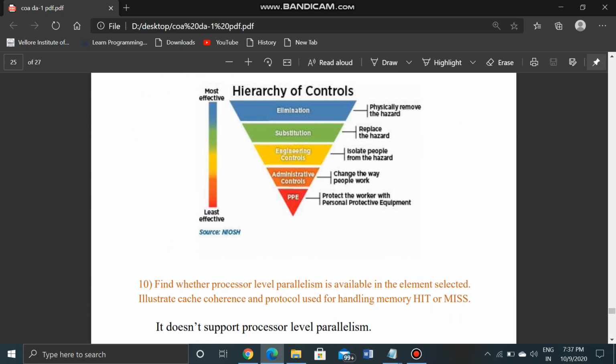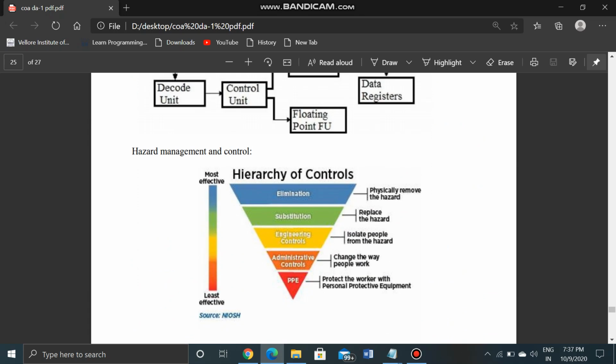Coming to the hazard management and control: PPE, protect the worker with personal protective equipment. Administrative control changes the way people work. Engineering control isolates people from the hazard. Substitution replaces the hazard. Elimination physically removes the hazard.